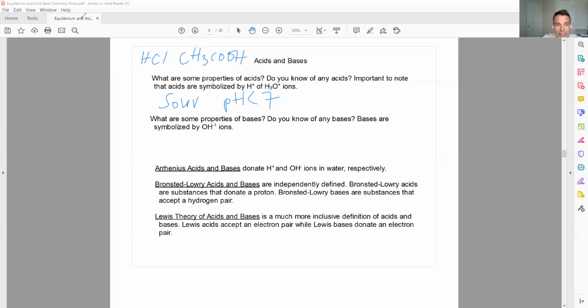Now, it is important to note that acids are symbolized by either the H+ or the H3O+. So if you see that, that means it's going to be an acid. And remember, when we did acid nomenclature, it always has an H in front.